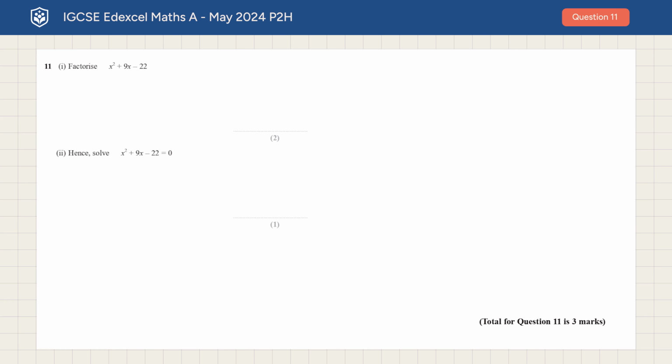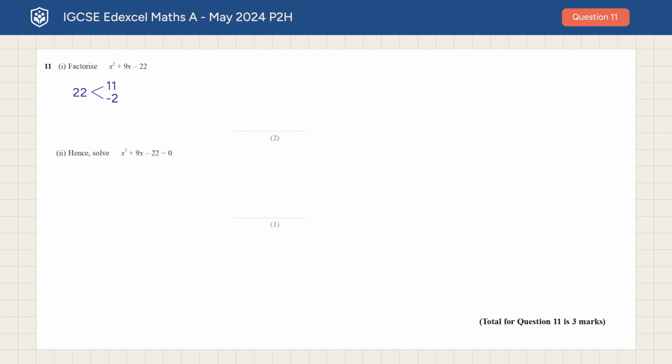First, we could try negative 1 and 22. Their sum is 21, so that doesn't work. Next, we could try 1 and negative 22. Their sum is negative 21. Still not quite right. Now let's try negative 2 and 11. Their sum is 9. That is exactly the pair we are looking for.